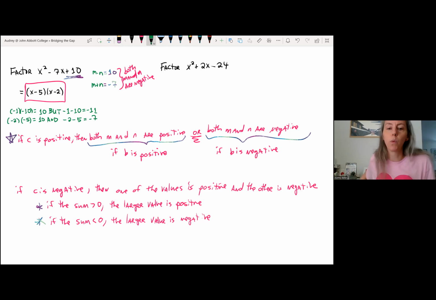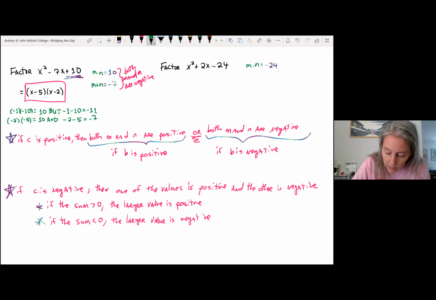Now, if we look at x squared plus 2x minus 24, in this case my C is negative. If C is negative, let's look at this second sentence here, then one of the values is positive and the other is negative. So my m times n is going to equal negative 24, which means that if both values are positive, we're going to get a positive value. If both values are negative, we're going to get a positive value. So one is positive and one is negative.